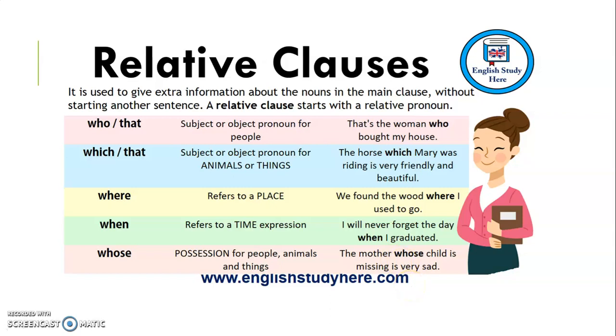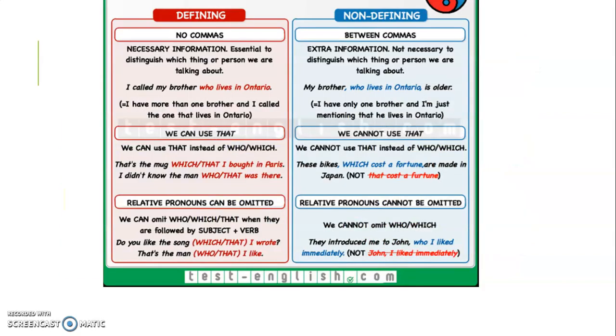Okay, so be very careful with these ones because you have a specific use for every single one of these relative pronouns. On the other side, guys, you have two kinds of relative clauses: the ones we call defining and the ones we call non-defining. As for the defining clauses, they give necessary information. It means that some information is essential in order to make one thing different from another. For example, when you say I called my brother who lives in Ontario, this clause is helping you to define the noun that you have already mentioned before.